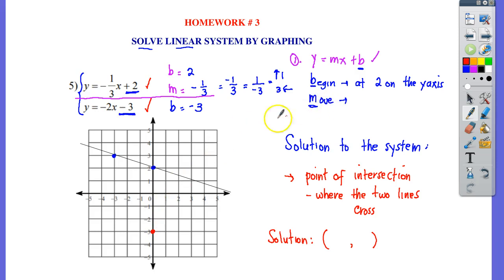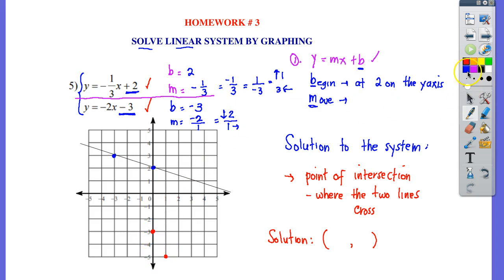Now I'm going to move. I'm going to move by using the slope, the number in front of x. So the number in front of x here is negative 2. That's actually negative 2 over 1 because your slope must be in fraction form, because it's rise over run. So negative 2 means you're going to go down 2, and then positive 1 means you're going to go 1 over. So let's do that. We're starting at negative 3 because that's the b value for equation 2. From negative 3, we're going to go down 2, and then 1 to the right.